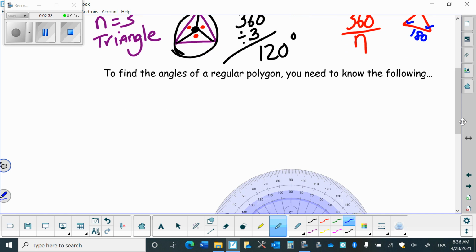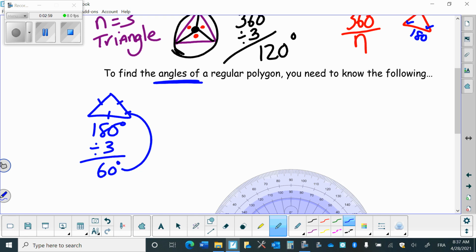To find the angles of a regular polygon, you need to know the following. So we did the triangle. If we're talking about finding the angles, not central angle, I know that any triangle is 180, but if it's a perfect regular shape, I can easily divide by 3, and I know that every corner is a perfect 60 degrees.